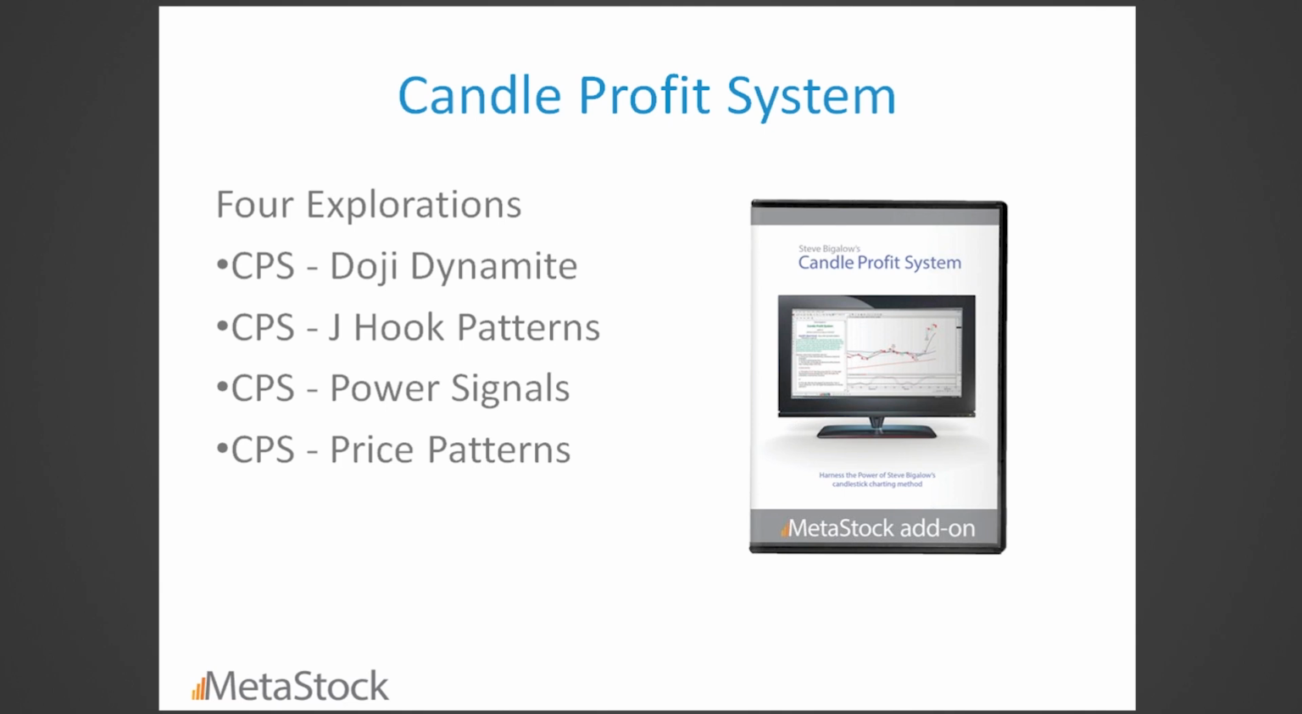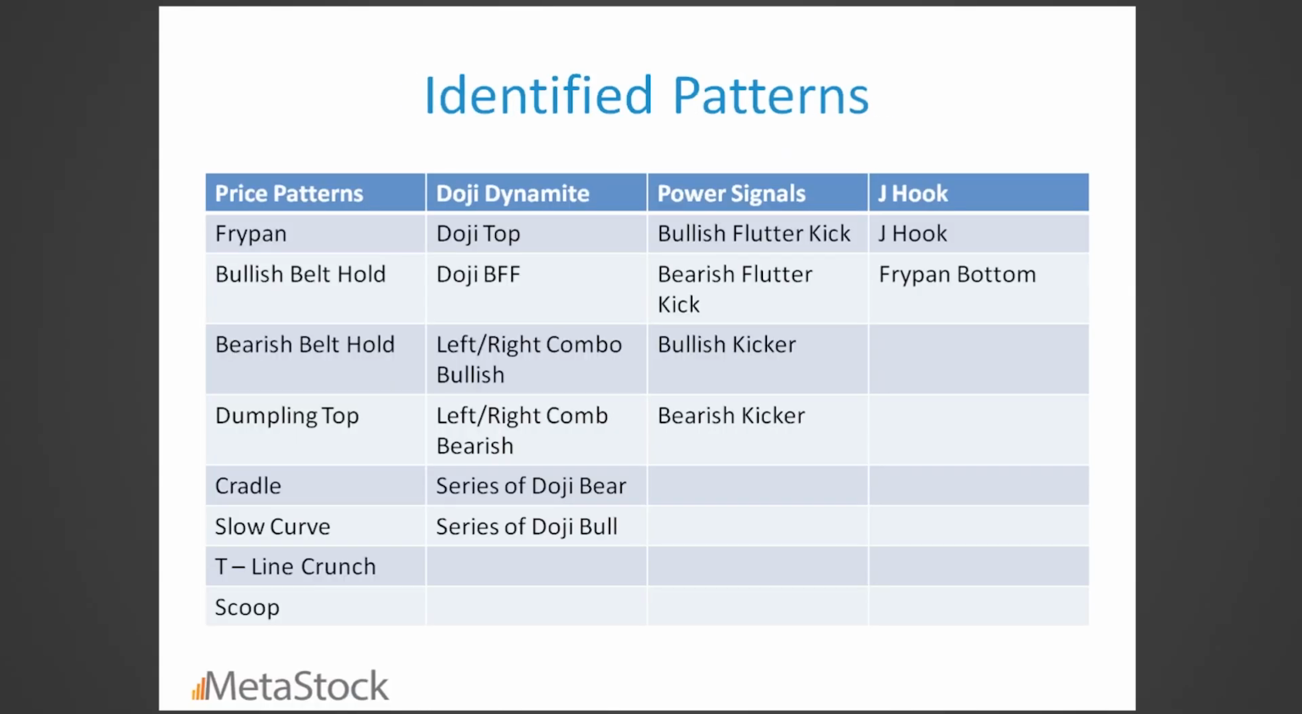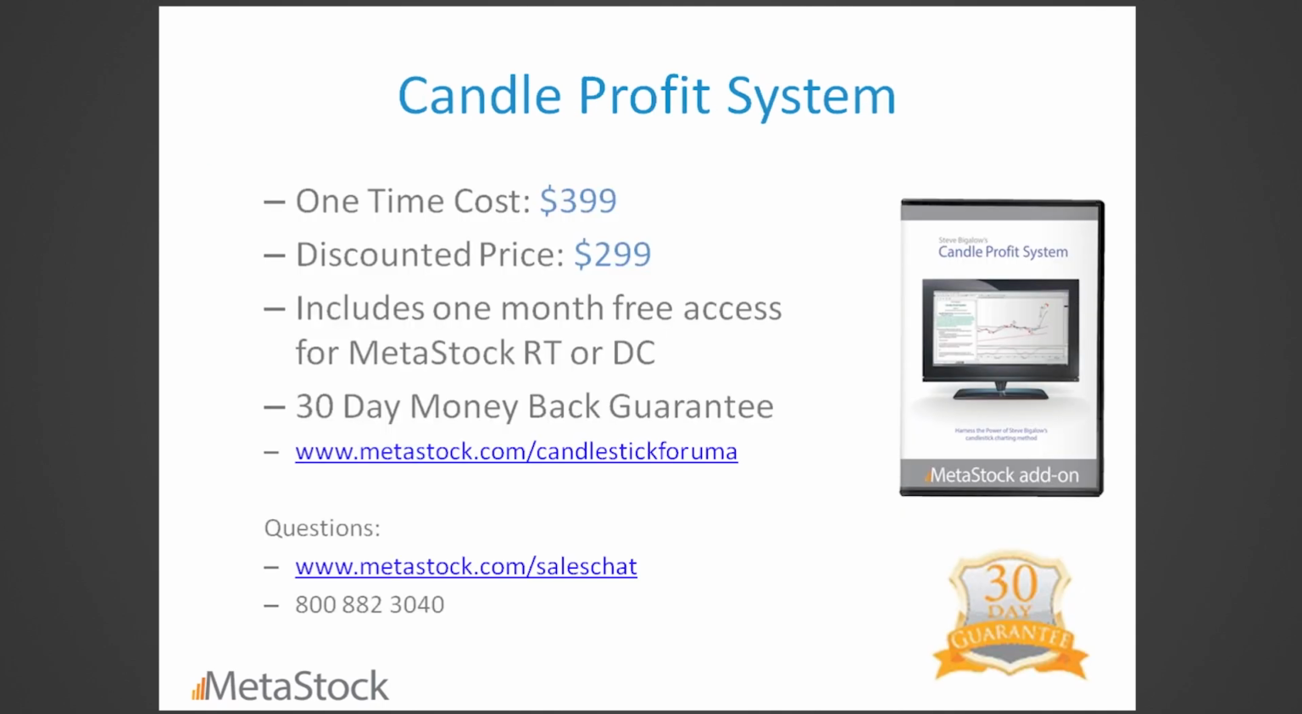To just recap what it's got: the floor exploration, so it's going to give you the Doji Dynamites, your J hooks, all those 21 patterns. I think I have those slides identified here. These are the patterns that we're looking for. So these are what you can scan for as part of the product. And these are the things you can get alerts on. These are the things that you can get drawn on the chart for you. These are the things that you can get what I feel are good definitions and explanations on as well. So that's what's in there.